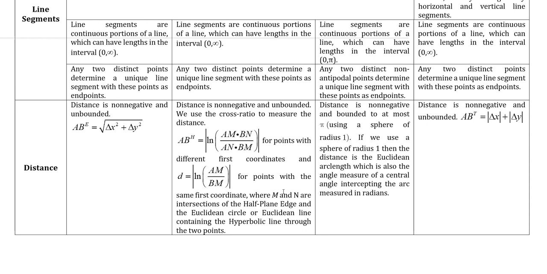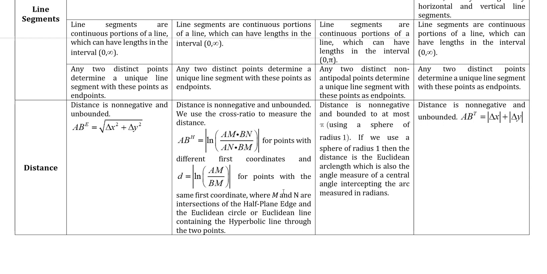That works if they're not the same first coordinate. If they have the same first coordinate, the formula simplifies a bit, and you get the natural log of the distance from A to M divided by the distance from B to M. Those are Euclidean distances there. M is the point on the edge, right? And then take the absolute value of that, and that gives you the distance.